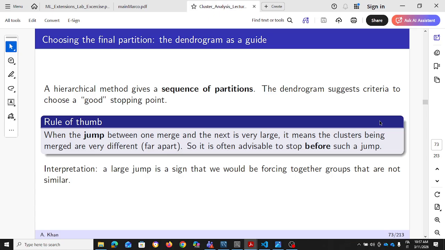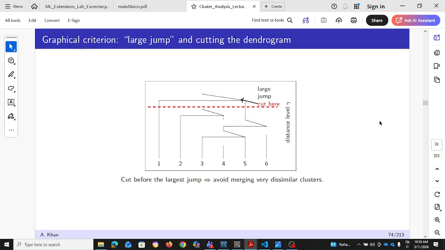As we said before, this was your question from yesterday. How do we choose the k? So if we have a big jump, as we said before, if we sense a big jump, we cut there and we say, okay, for us now k equals 3. That's enough for us.